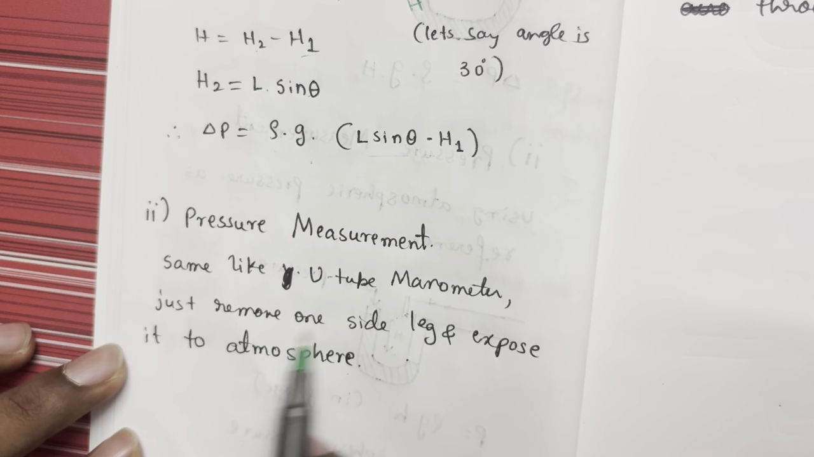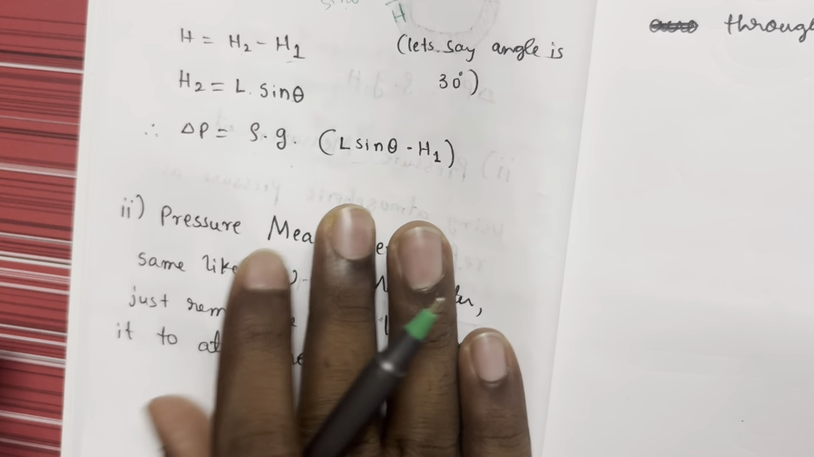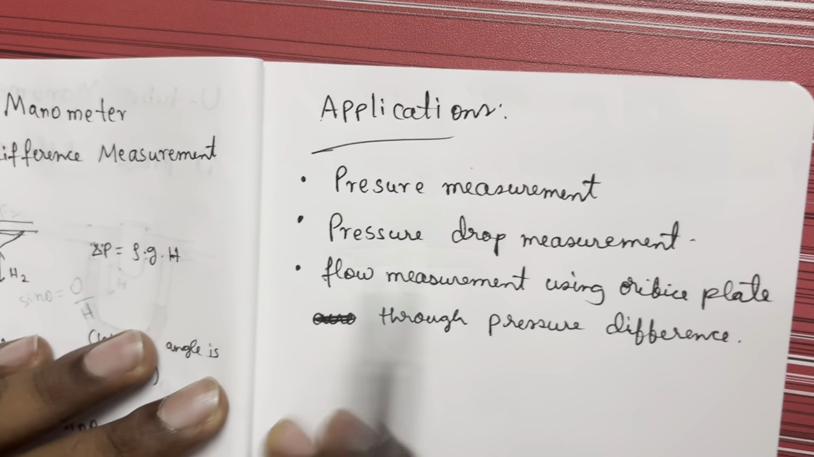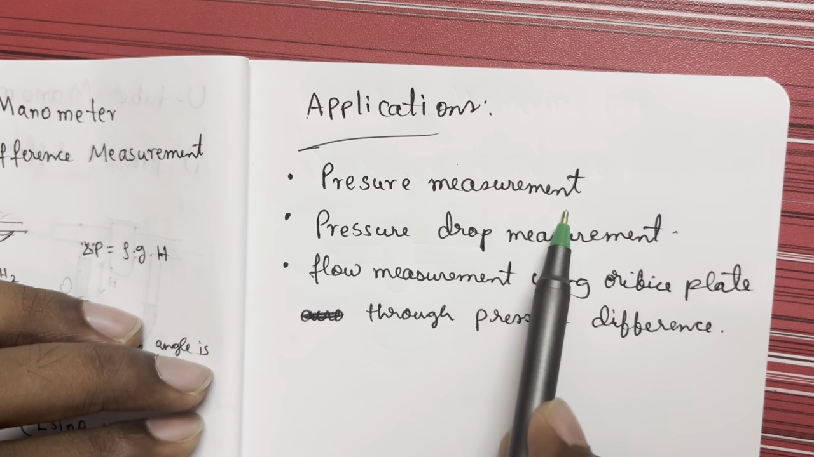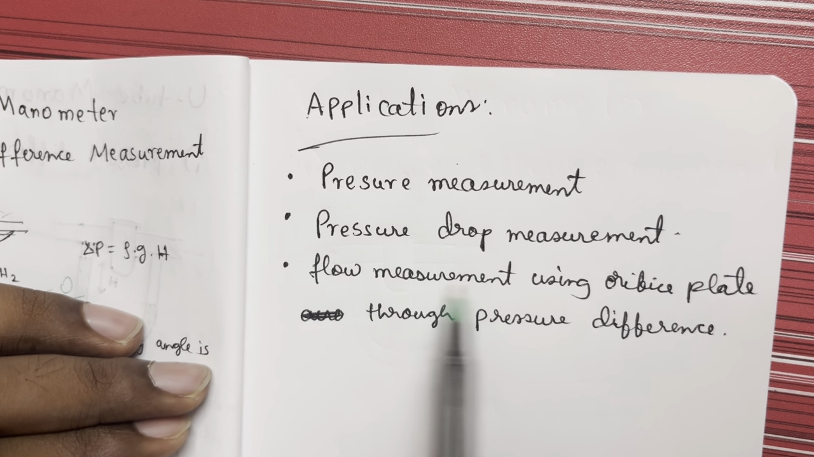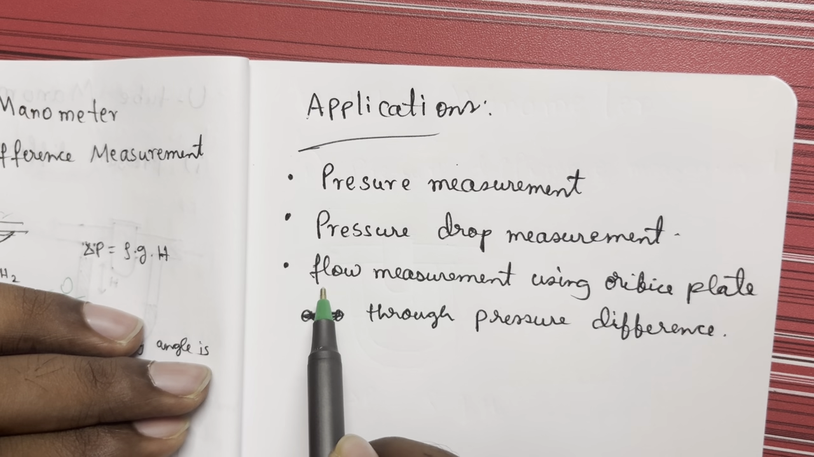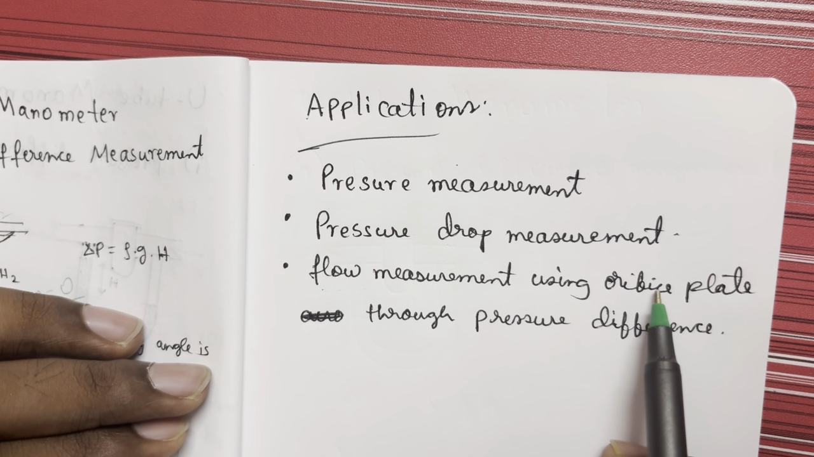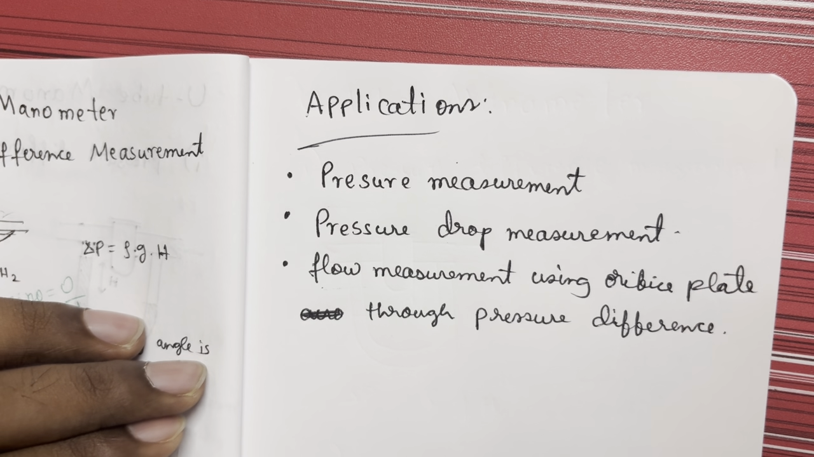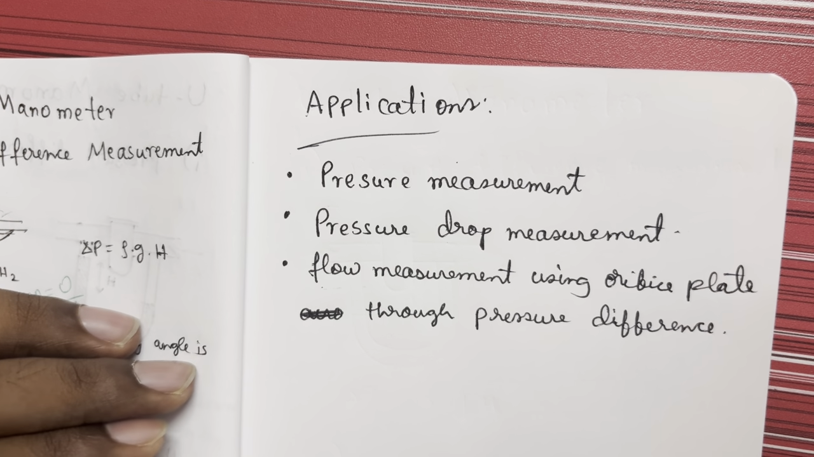Okay, and the above one is for pressure difference measurement. For pressure measurement, as I explained, just take atmospheric pressure as a reference point and do the rest. So what are the applications of manometer? Pressure measurement, pressure drop measurement, which is differential pressure, and also using an orifice plate you can measure flow. We have a specific formula to measure flow using an orifice plate, which I will explain later.